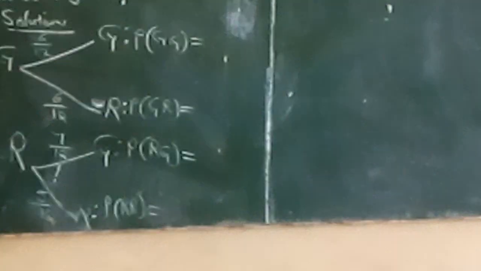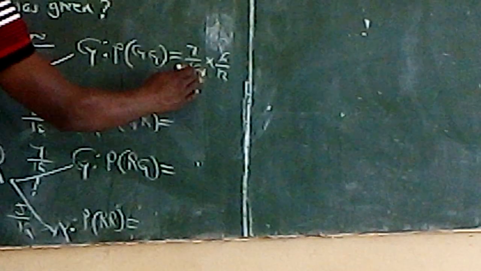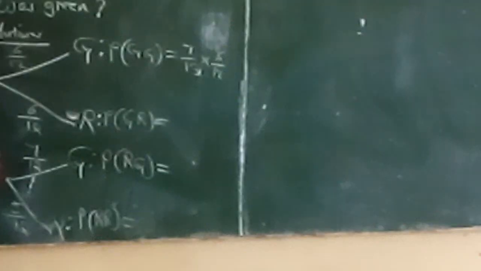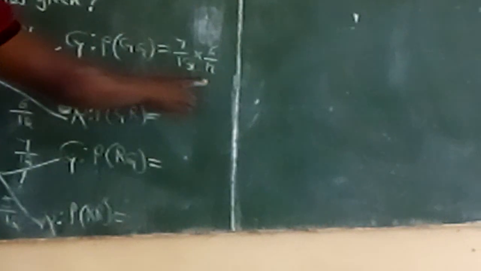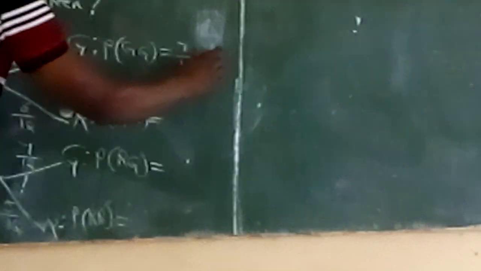Let's try to compute the probabilities out here. So GG simply means 7 out of 13 times 6 out of 12. Then let's try to simplify this. So you see here that 6 out of 12 is the same as half. Take note. Since this is half here, we're going to have half here because that is 6 out of 12.